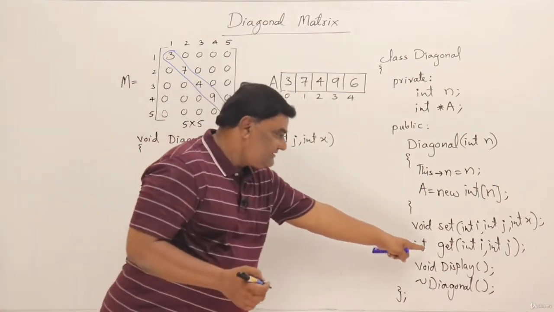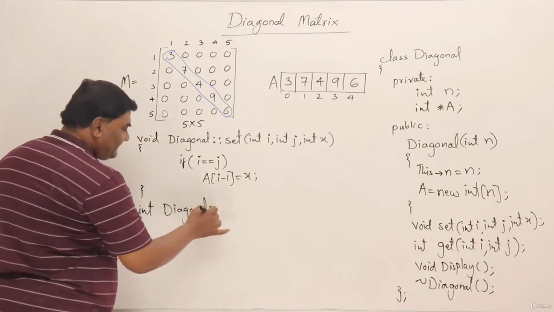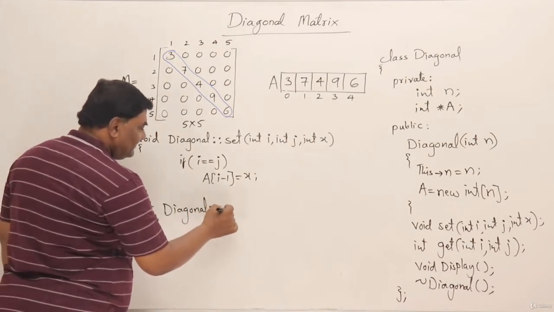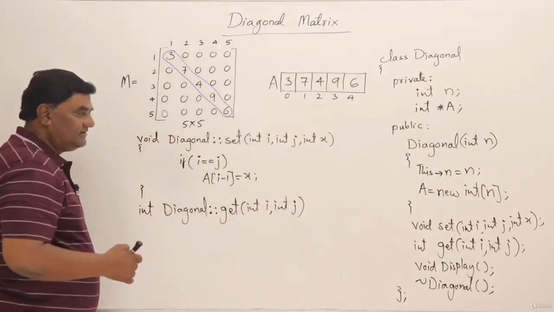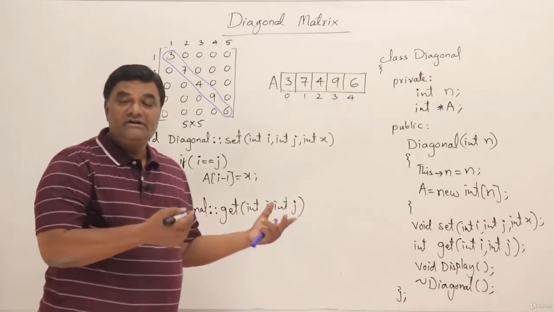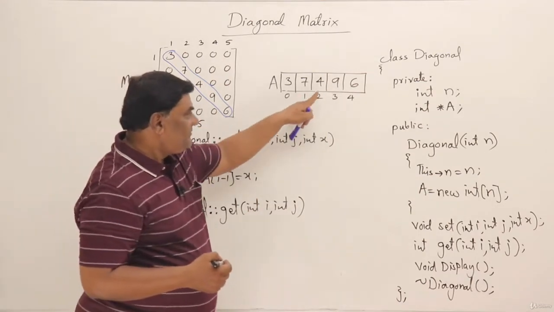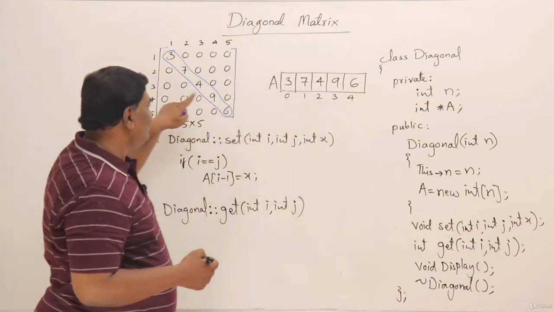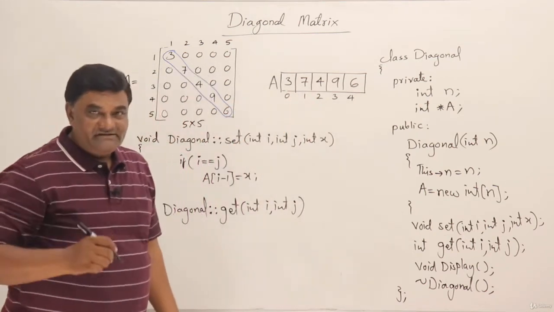Then the second one is the get function. Return type and the class name. Next is get, with 2 parameters i and j, that is, which element you want to read, which element you want to retrieve. Suppose I want to retrieve 3 comma 3. So 3 comma 3 means at index 2. That is, 3 comma 3 is 4, this one. So i comma j is given.